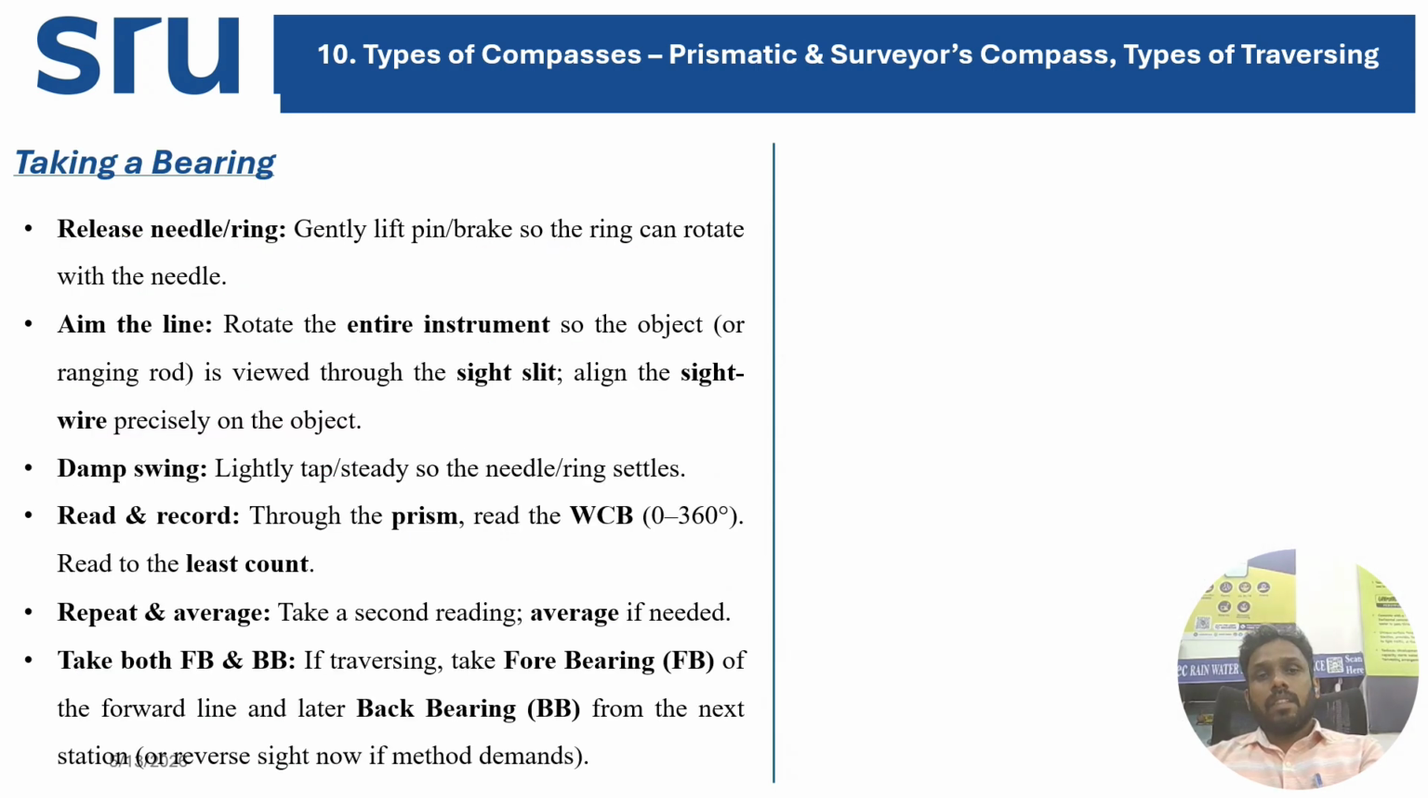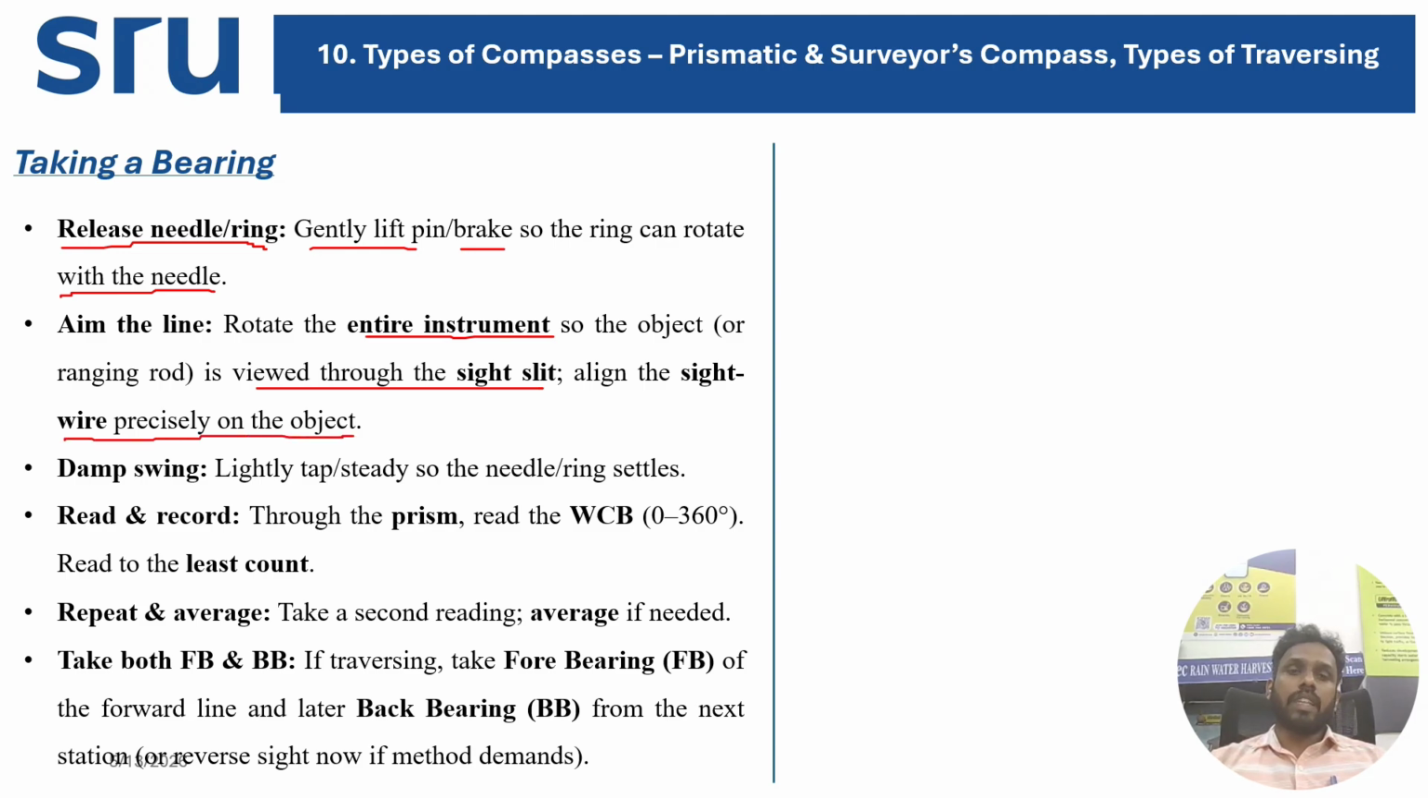So next you are going to take the bearing. What you are going to do is release the needle and the ring. Gently lift the pin or brake so that the ring can rotate with the needle. Then aim the line and rotate the entire instrument, so that the object is viewed through the sight vane and the sight wire is precisely on the object. So the sight wire should be exactly aligned with your object.